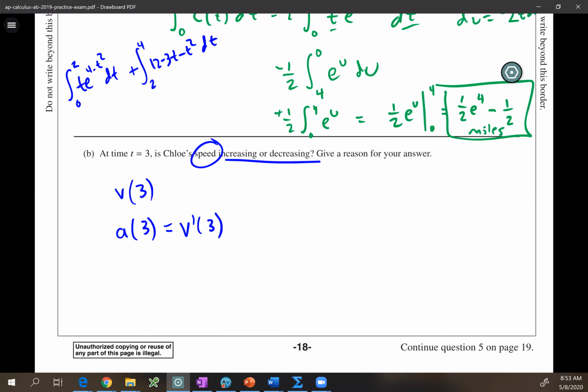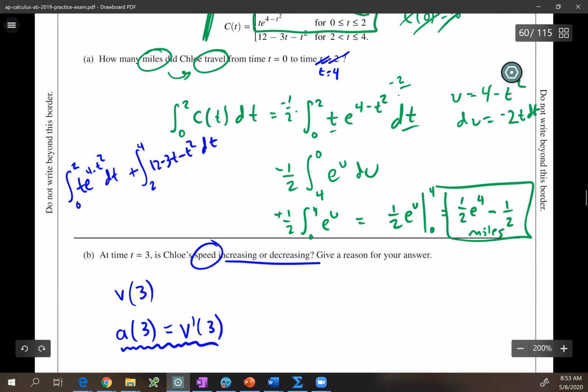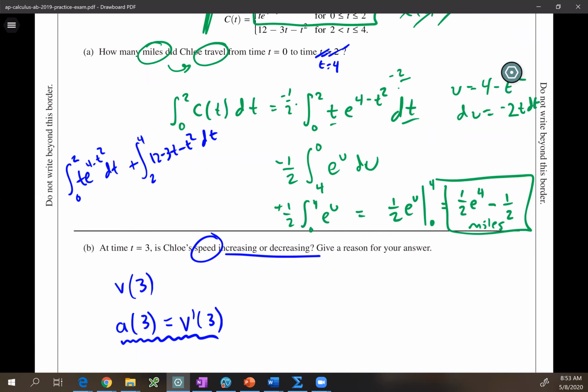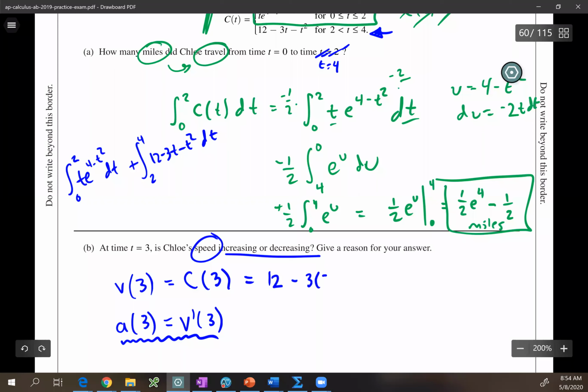You really need to make sure that you have that written down. And if you want to, even connect it back to the equation. So in this case, it's Chloe, and Chloe's velocity is given by C of t. So we can say V of 3 is equal to C of 3, which when you plug in 3 is going to be in that bottom section, right? That's where 3 is. So 12 minus 3 times 3 minus 3 squared. We're going to get negative 6, which is less than 0. We want to write that less than 0 as well.